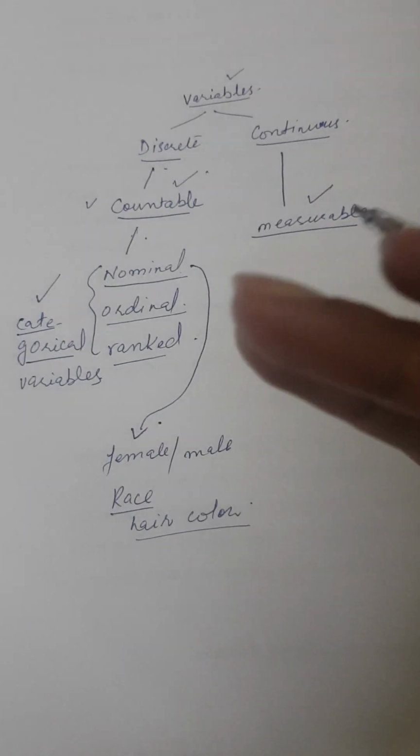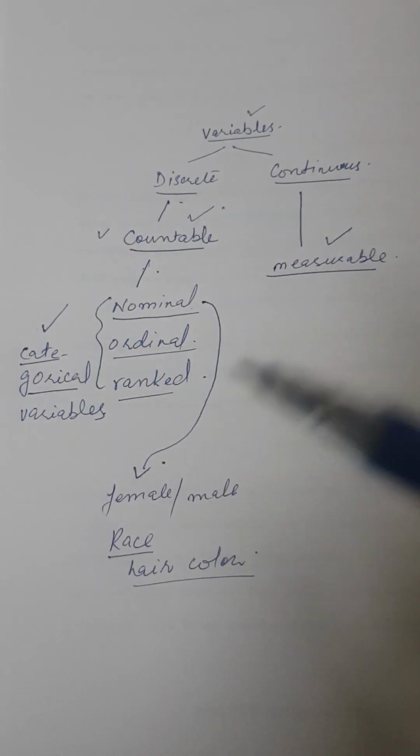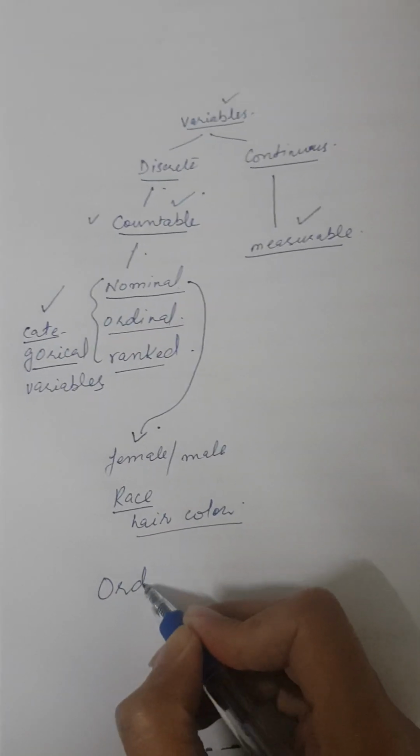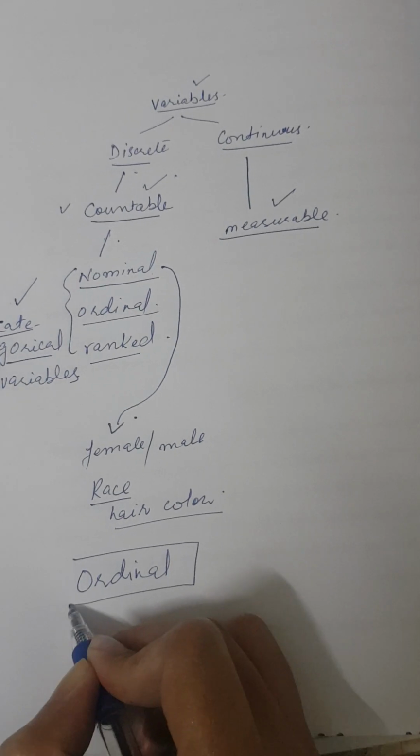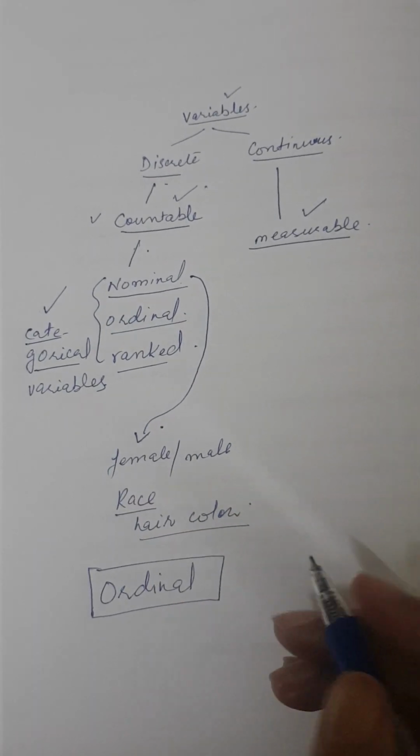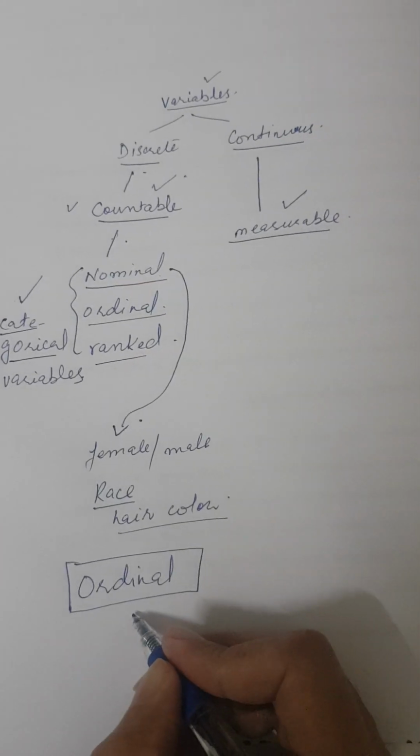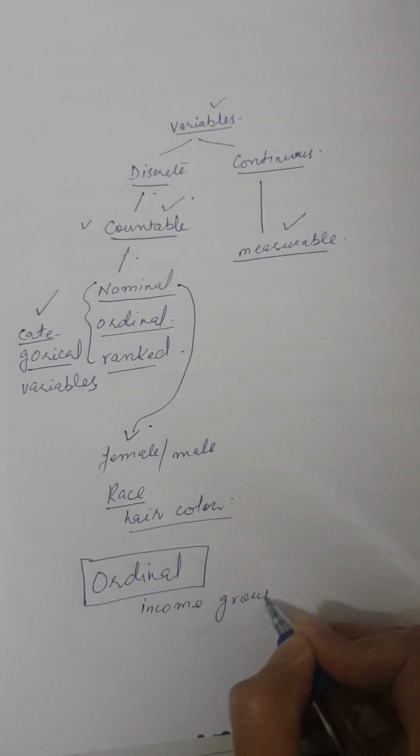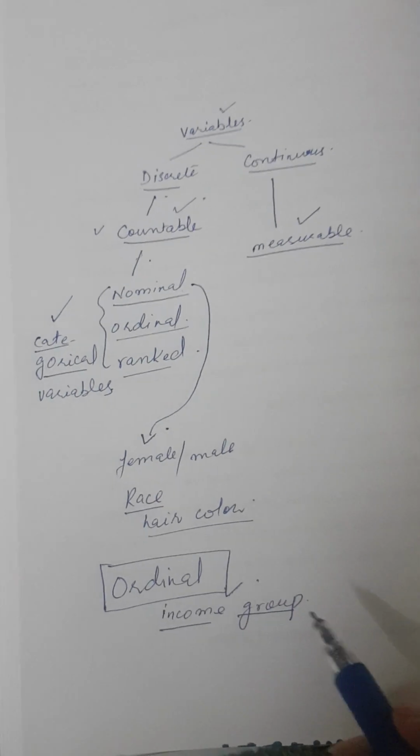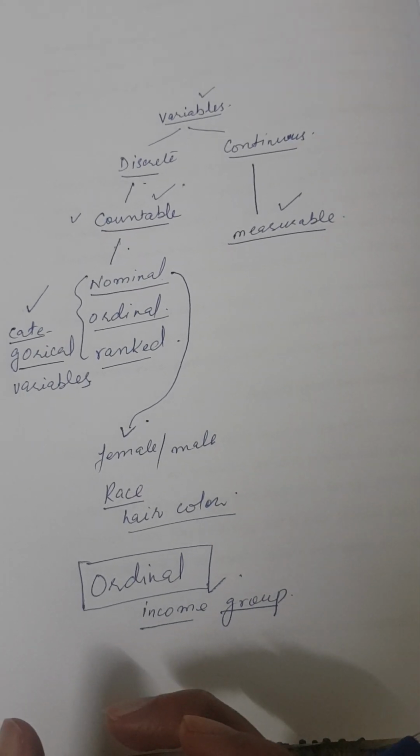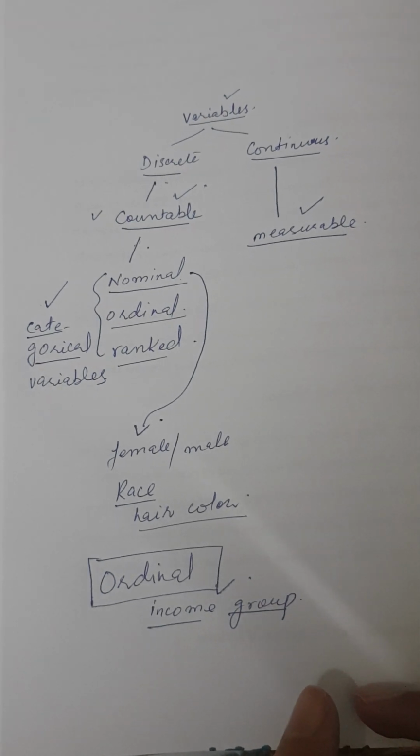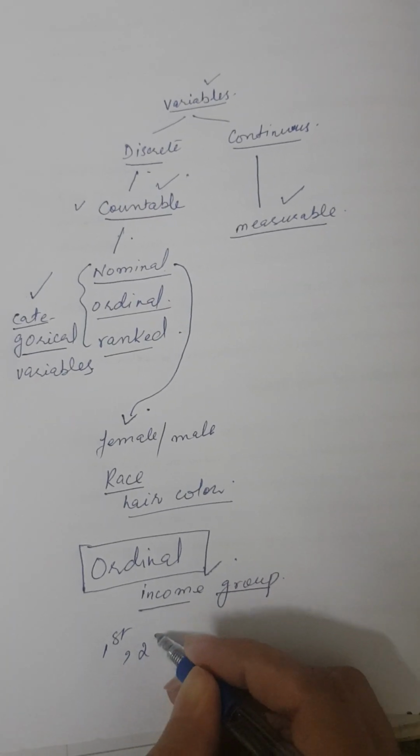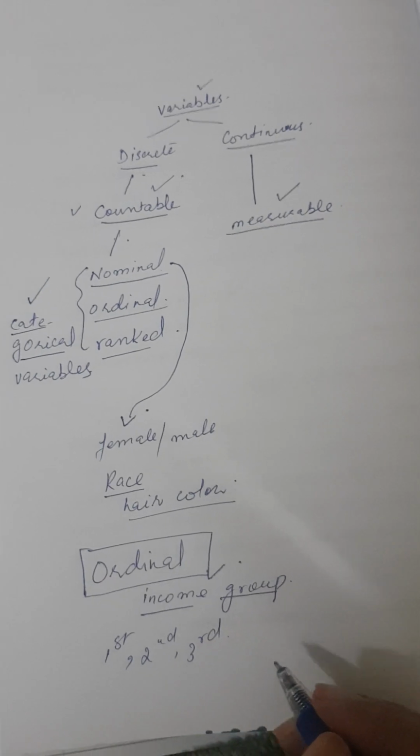Now, the ordinal variables are used when there is a certain order in our data set. For example, we can talk about the income group. We usually say the high income group, the low income group. How many people are there in the low income strata, how many are there in the high income strata, then the positions ranked: first, second, third, the order rank.